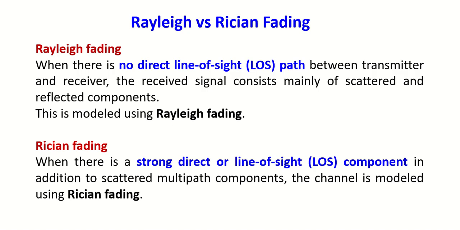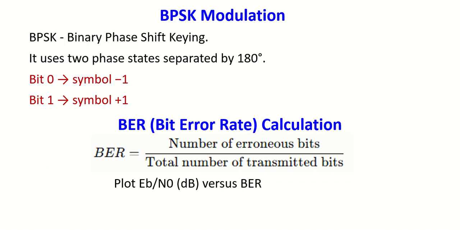Second case is when there is a strong direct line of sight path between the transmitter and the receiver in addition to the scattered multipath components, then the channel has to be modeled using Rician fading model. So here I am going to consider BPSK modulation, binary phase shift keying modulation, where the binary zeros and ones are mapped as -1 and +1.